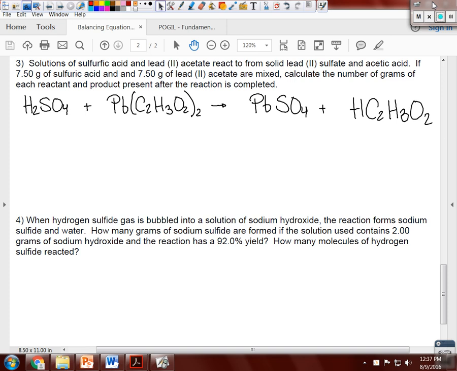So sulfuric acid is H2SO4. Again, I'm just going to say it out loud. If the acid has the ic ending, it came from the ate polyatomic, and so sulfuric came from sulfate. Lead 2 acetate, I would expect you to know how to do that one. Then lead 2 sulfate, I would also expect you to know how to do that one because lead's a 2 plus and sulfate's a 2 negative, so they cancel.